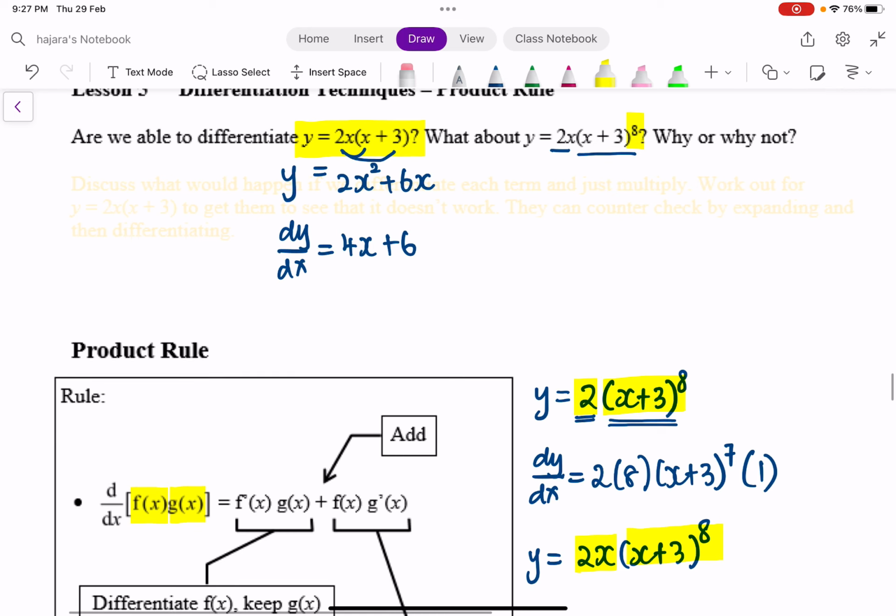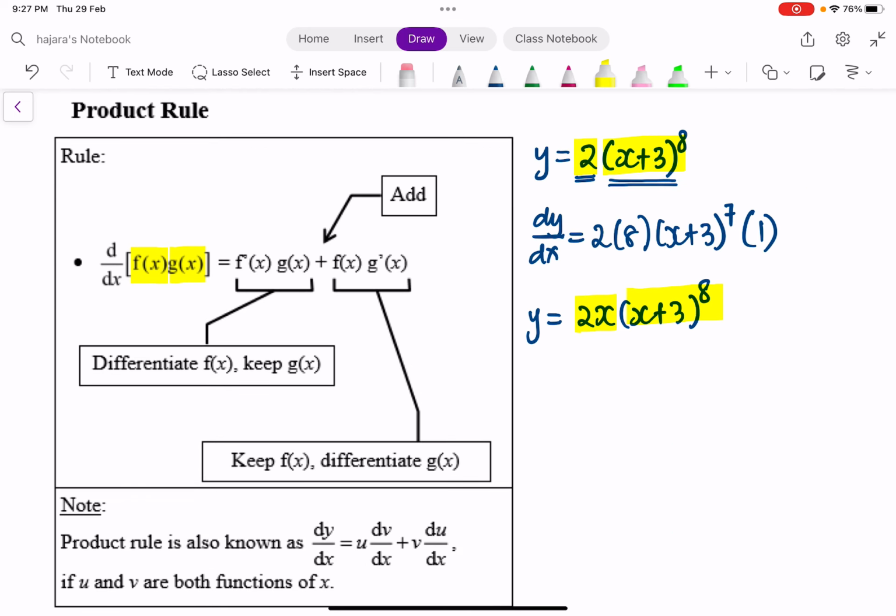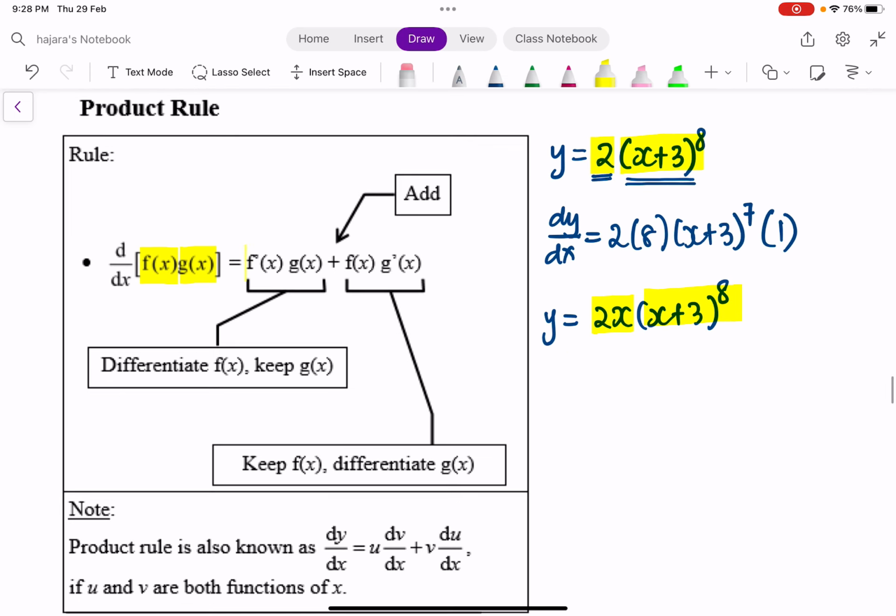So now let us look at how to apply product rule. So this is the product rule. f prime x times g(x). f prime x means to differentiate f(x). g(x) means we keep the g(x) as it is. Then we plus f(x) times g prime x. What does this mean? We keep f(x) as it is and we differentiate g(x). So this is what product rule looks like.